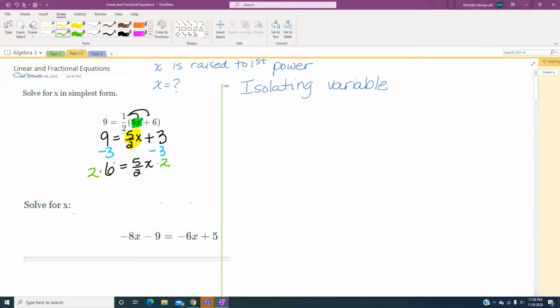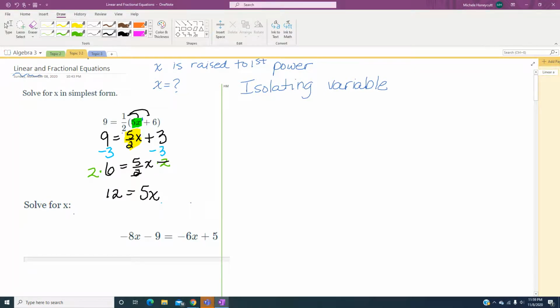And I can do whatever I want to an equation as long as I'm doing the same thing to both sides. So when you multiply by 2, the left side, 6 times 2 is 12. On the right side, when you divide by 2 and multiply by 2, those cancel, because 2 divided by 2 is 1. And that's how they cancel, because 1 times 5x is still 5x. So then I have 12 equals 5x.